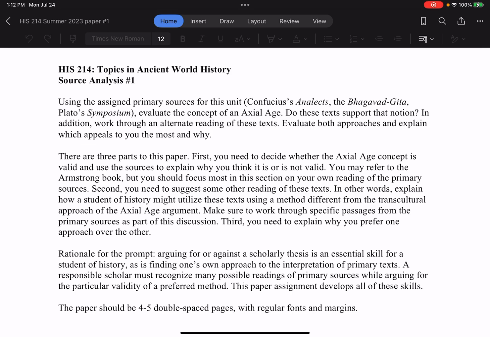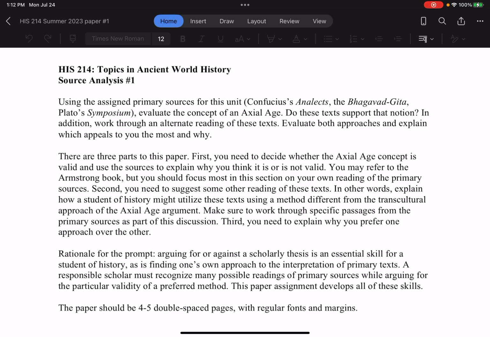But you need to evaluate the concept of an axial age. Do these texts, in your opinion, based on your reading, support this notion? But in addition, you need to work through an alternate reading of these texts. So set your mind aside from Armstrong's argument. Okay, what other ways are there to read these things? One that I might suggest is to read them as evidence of their immediate context. The Warring States period in China, and the Analects, I think, are important evidence of that specific context.